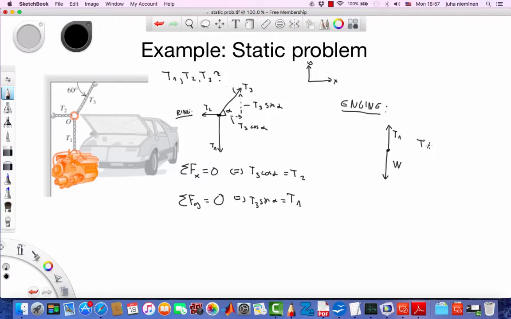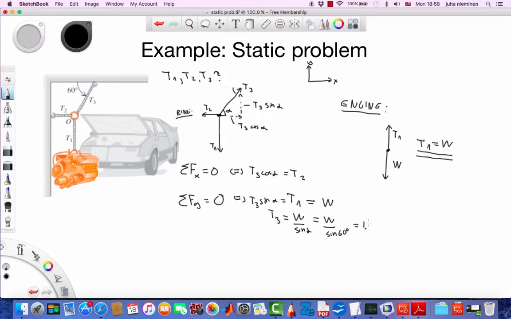So here we simply get T1 equals weight. And that's the missing equation. That is the key to solving these ones as well. So we know T1 equals W, and we can put that in here. T1 is W, so from there we get T3 equals W over sine alpha, which is W over sine of 60 degrees.